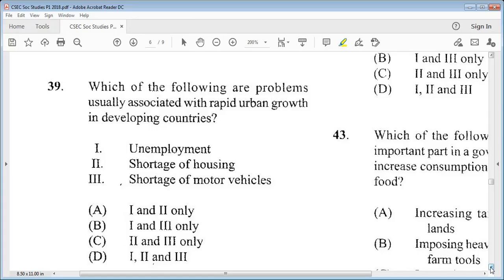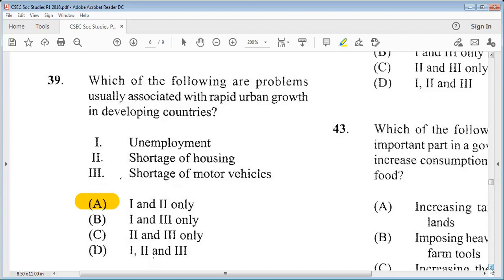Let's look at the other one, shortage of housing. Yes, that would be a problem in the urban area when people leave the rural area and go into the urban area. So shortage of housing. So 1 and 2. What about shortage of motor vehicles? No. So our answer would include 1 and 2 only. So our answer would be A.